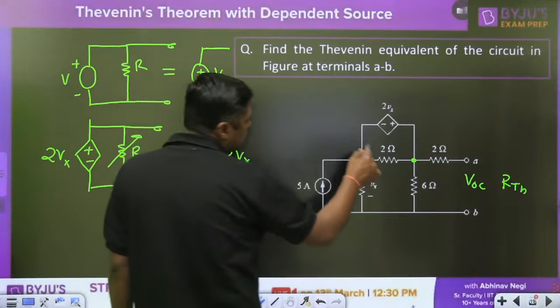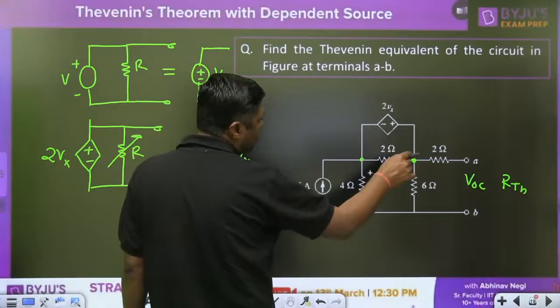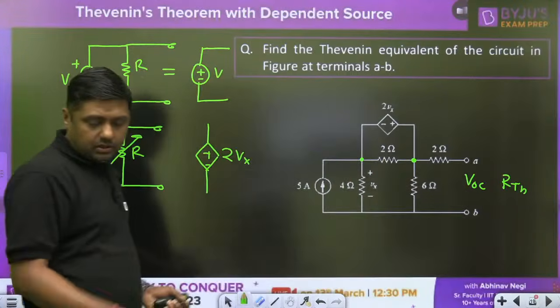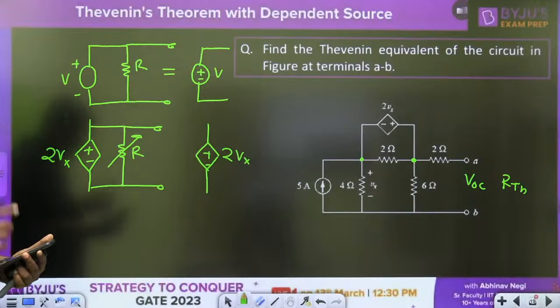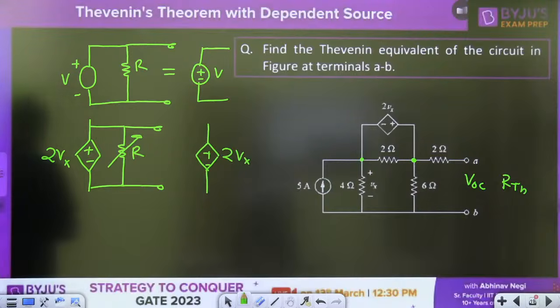Now remove this 2 ohm resistor, 2 ohm, 6 ohm. Give me the answer. What is the answer for this question? After that we will solve two important questions. Tomorrow we have one complete practice session on dependent sources. Yes, everyone, give me the answer.